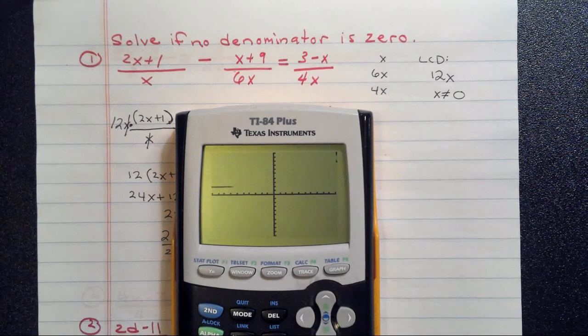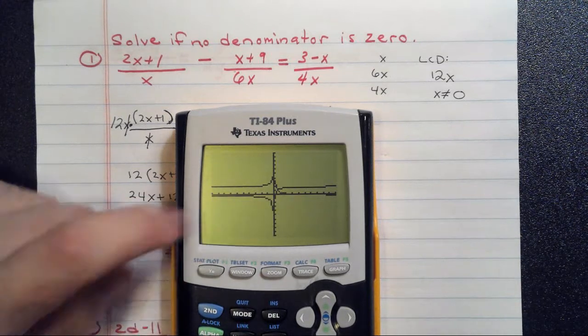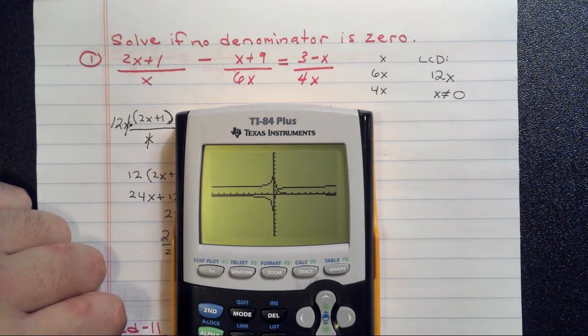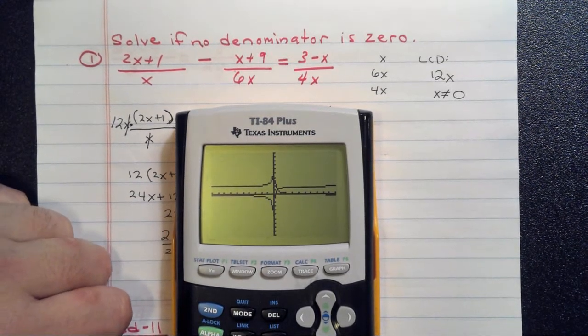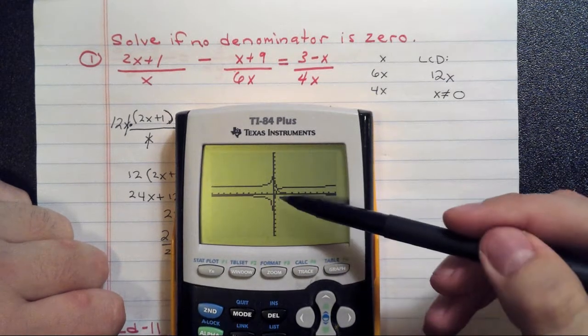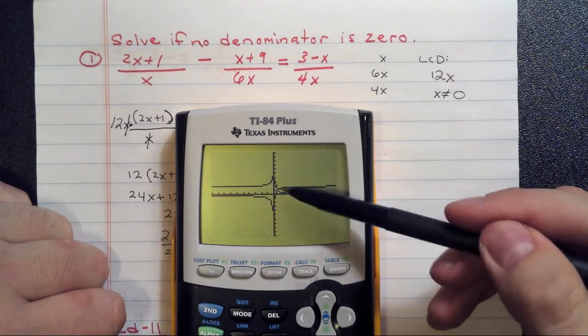Now these are rational functions, and their asymptotes are going to be the y-axis and other things. So we see right here, we don't get a very good look at that graph. We could zoom in if we needed to, but what I'm curious about is where they intersect. And I can see that they intersect at a point right in here.